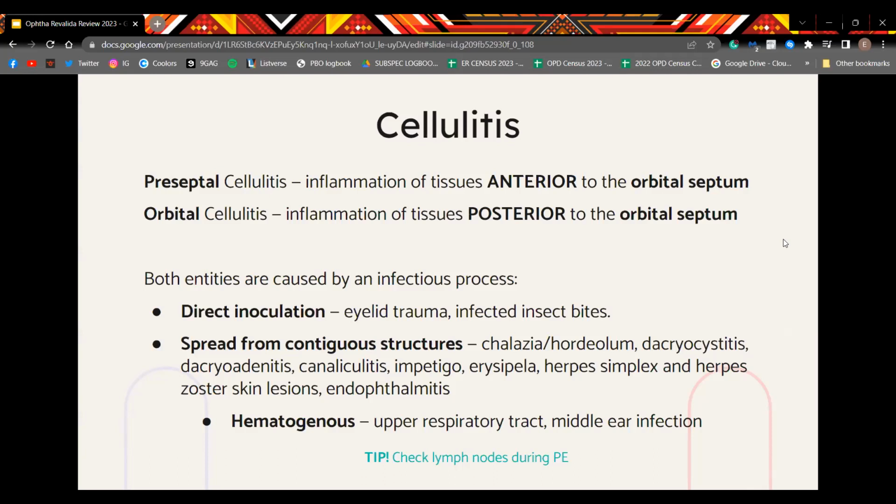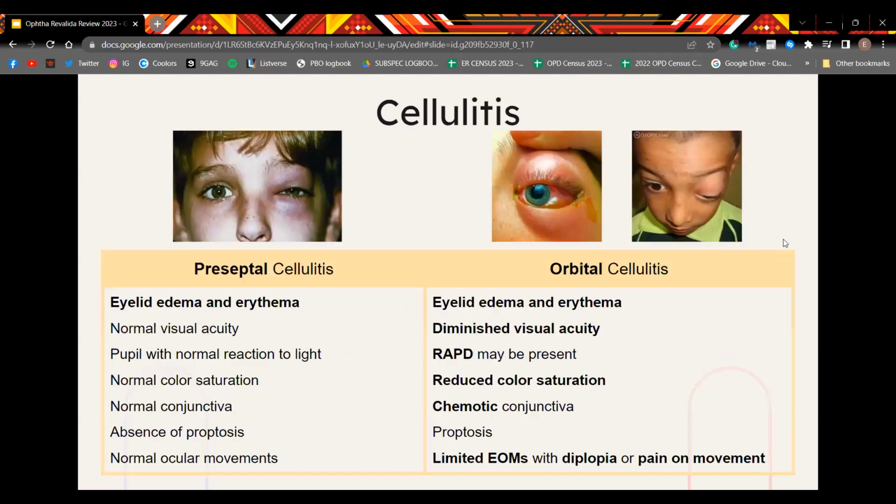Halimbawa, may long-standing hordeolum, dacryocystitis, yan yung mga nakalist na infectious diseases. Also could be through hematogenous spread, no? So ask for history ng upper respiratory tract infection or ng middle ear infection. And during your PE, would be prudent to check the lymph nodes na lang rin to check for lymphadenopathy. So preseptal versus orbital. Both actually would present with eyelid edema and erythema. Kapag orbital cellulitis, pwedeng magkaroon ng decrease in visual acuity, pwede din magkaroon ng RAPD and reduced color saturation because of naiipit yung optic nerve, no?